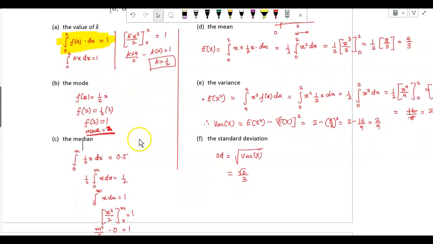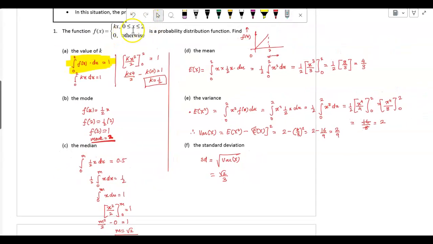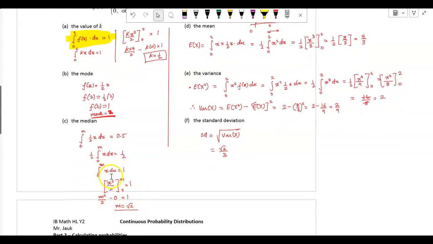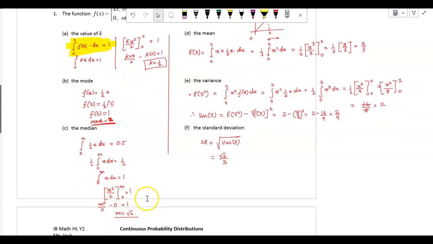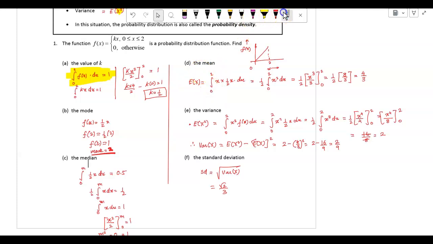Median, the halfway. You integrate the function from 0 to m, where m is to be found. This is your minus infinity, but your lower limit in this case is 0, because your function exists from 0. Nothing exists below that, and you integrate it and solve for m. Mean, how do you find mean? So xfx: you take your fx, multiply by x, combine this, and then integrate it.